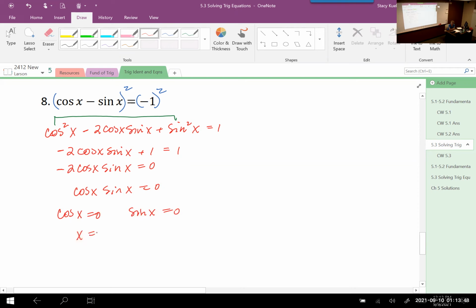So what angles, when I take the cosine of it, do I get 0? Pi over 2. And where? Pi over 2, 3 pi over 2. How about sine? 0 and pi?